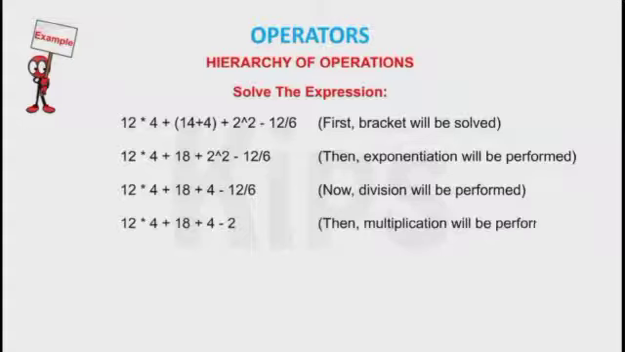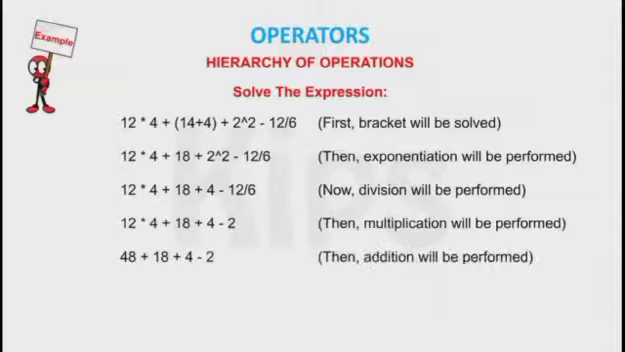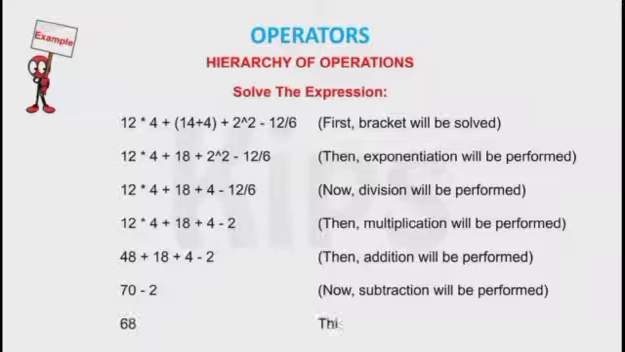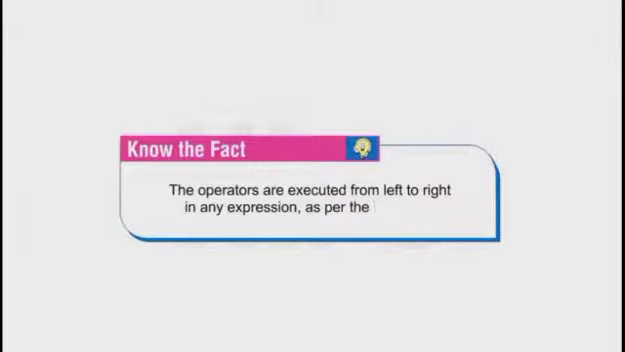48 plus 18 plus 4 minus 2. The addition will be performed. 70 minus 2. Now subtraction will be performed. So the result is 68. This is the answer. The operators are executed from left to right in any expression as per the hierarchy.